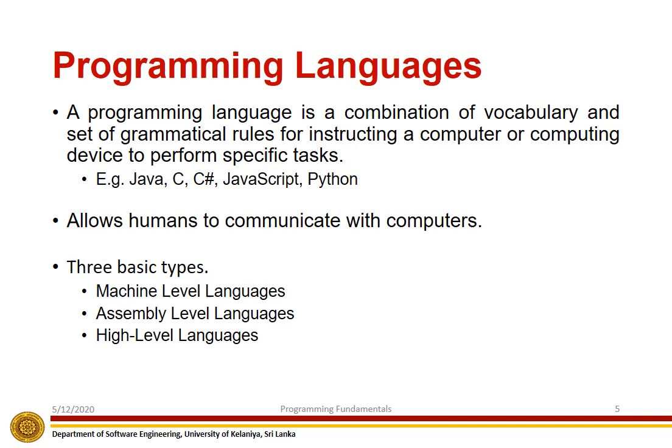In the slides you can see some examples of programming languages: Java, C, C#, JavaScript, Python. Normally we call these high level languages because they are more human familiar than machine familiar. We use these high level languages to write the instructions to the computer. And basically there are three types of languages. The first one is machine level languages, the second one is assembly level languages, and the third one is high level languages.